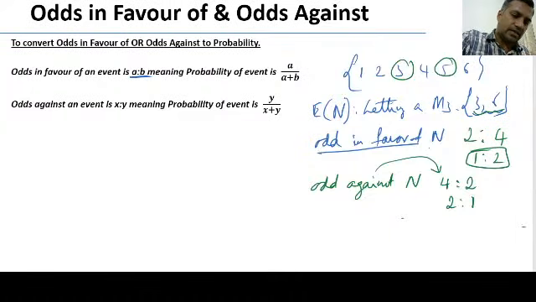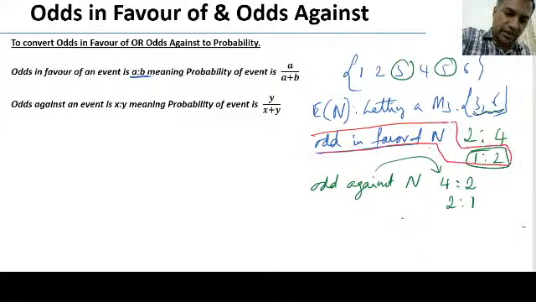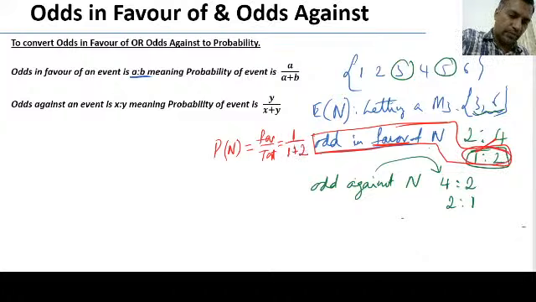Now from here, what is the understanding? If I give the statement, odds in favor of N is 1 is to 2, what is the probability of N? Probability of N is favorable divided by total. What is favorable? Because favor is the word here, favorable is 1. What is the total? 1 plus 2, favorable as well as unfavorable. Therefore probability of N is 1 divided by 1 plus 2.